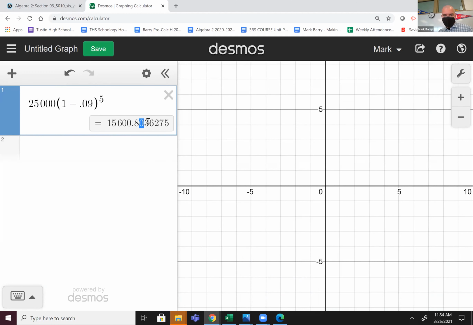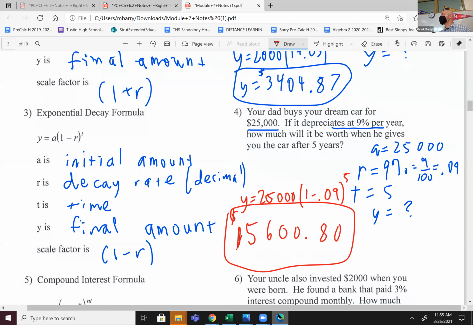Since we're rounding to this spot, we look and it's a 3 after that, so we're going to round that, keep it down to 0, right? So 15,600.80. Cool.